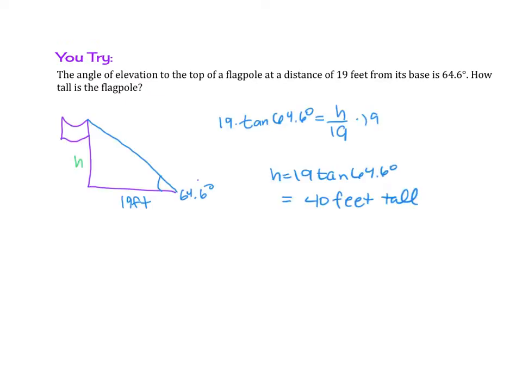So this is a picture you could have drawn. There's a flagpole, and the angle to the top of the flagpole is 64.6 degrees. The distance from the base is 19 feet. So again, we could use tangent. Tangent of 64.6 degrees equals the height over 19. I multiplied both sides by 19, so the height equals 19 times tangent of 64.6 degrees. And when you plug it in the calculator, you would get approximately 40 feet tall.